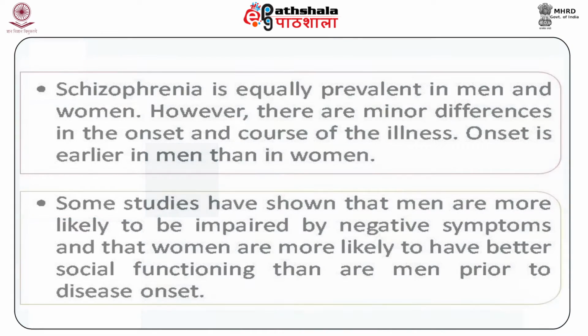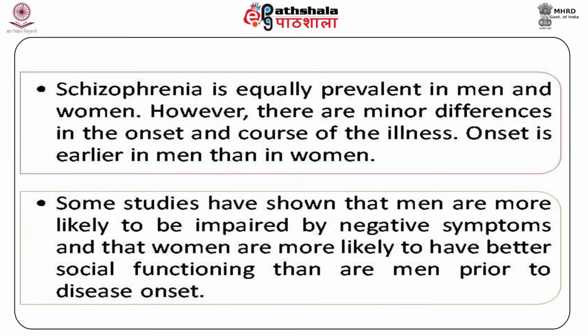The prevalence of paranoid personality disorder is 2.3% to 4.4% of the general population. The prevalence of schizoid personality disorder is 3.1% to 4.9% of the general population. Schizotypal personality disorder occurs in 0.6% to 4.6% of the general population. Gender. Schizophrenia is equally prevalent in men and women. However, there are minor differences in the onset and course of the illness.